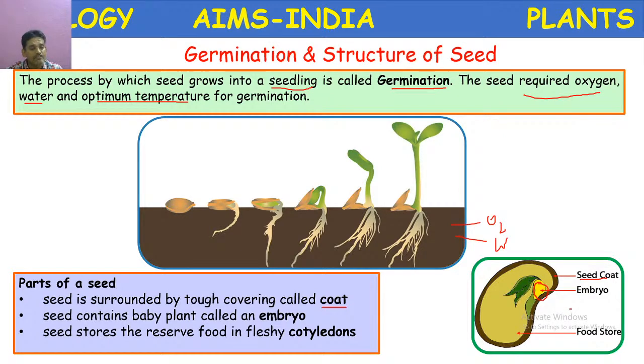Next, the seed stores the reserve food material in the form of cotyledons. In dicots, two cotyledons are present. Here, two cotyledons are there. It is a dicot. So these are called cotyledons, or we can also call them seed leaves. They undergo photosynthesis and provide food to the growing seedling. Okay, so these are the parts and functions of the plant in brief.